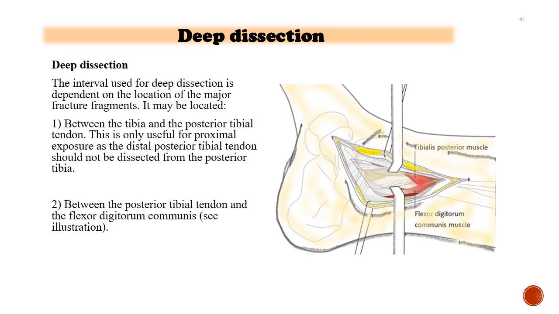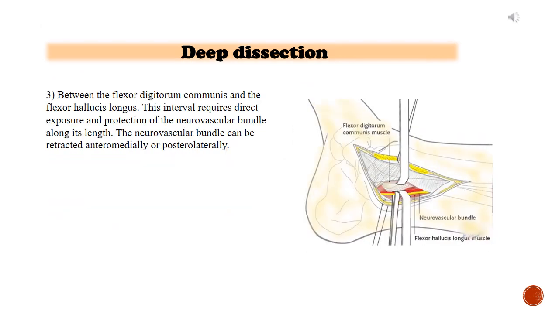Posteromedial approach. Deep dissection. The interval used for deep dissection is dependent on the location of the major fracture fragments. It may be located 1. Between the tibia and the posterior tibial tendon. This is only useful for proximal exposure, as the distal posterior tibial tendon should not be dissected from the posterior tibia. 2. Between the posterior tibial tendon and the flexor digitorum communis, see illustration. Deep dissection. 3.